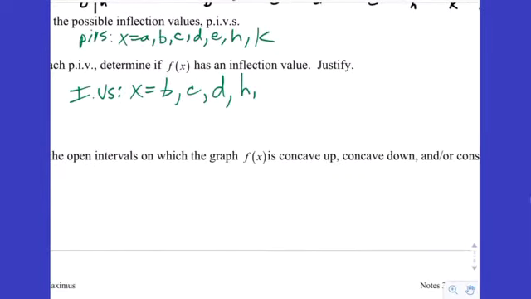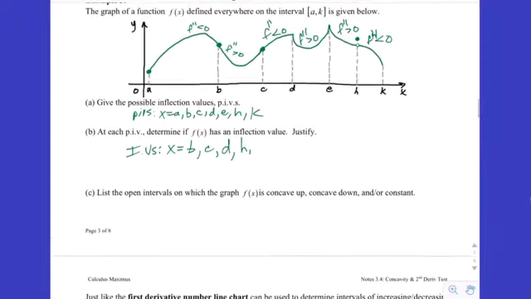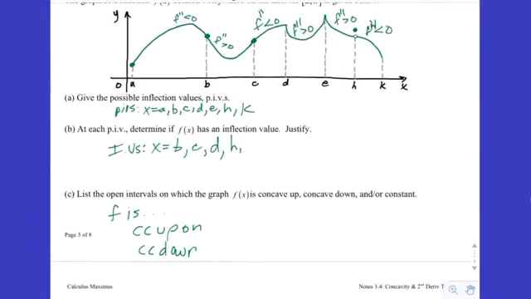The other thing, list the open intervals where the graph is concave up, concave down, or constant. All right, so f is concave up and concave down. Concave up on, well, we've got it. What's the first open interval? It's that open interval for concave up. B to C, union, D to E, right? Union.